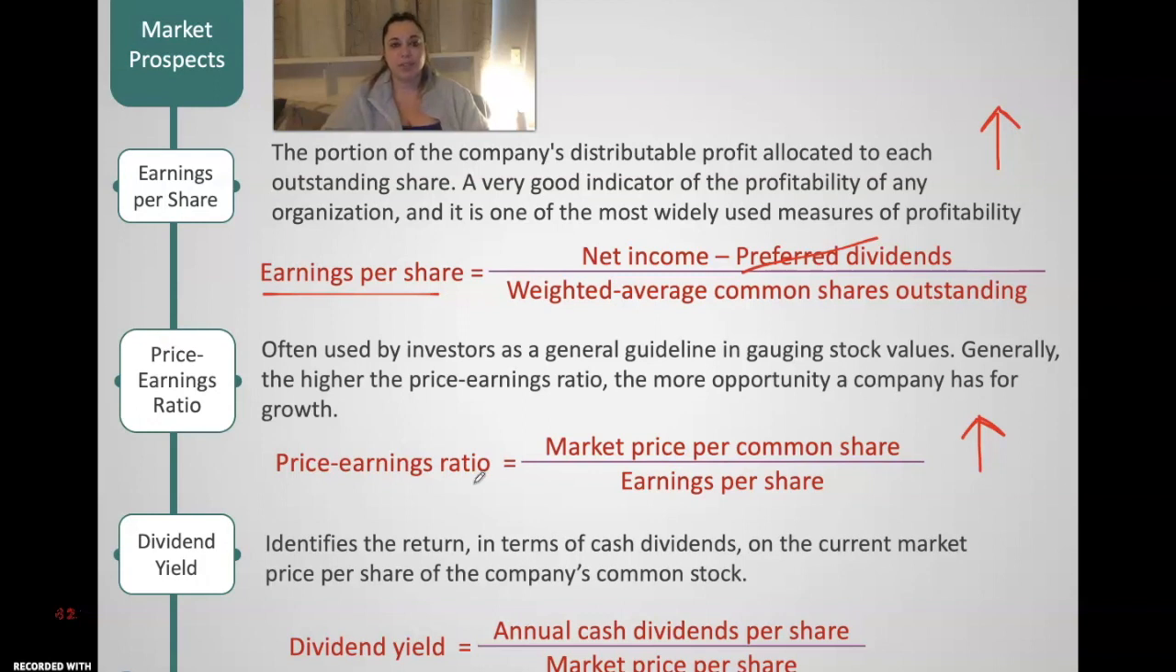So for some of yours, your dividend yield was actually zero because there's a lot of companies that don't issue dividends at all. But you would divide your annual cash dividend per share by your market price per share. So it's pretty easy to do.